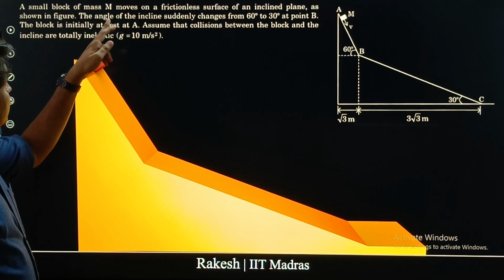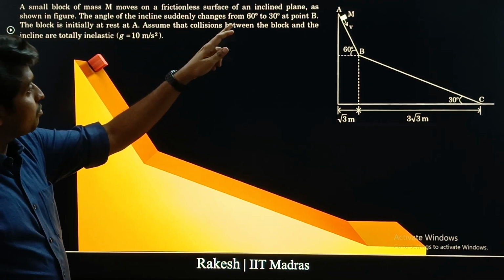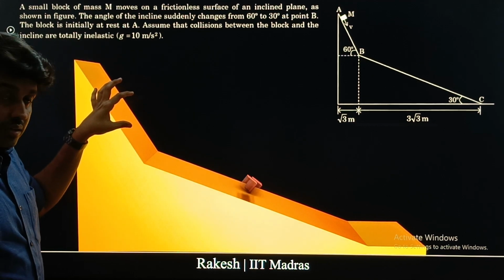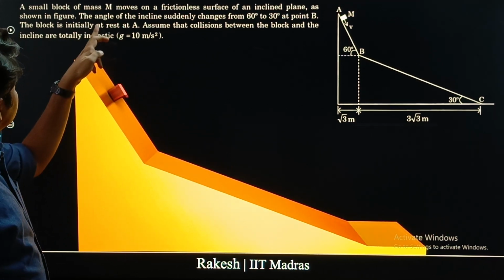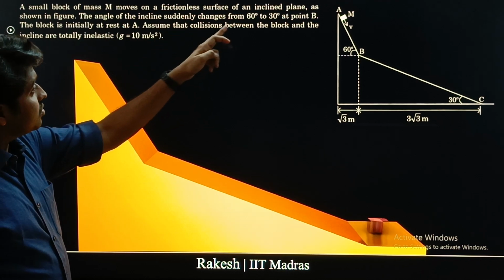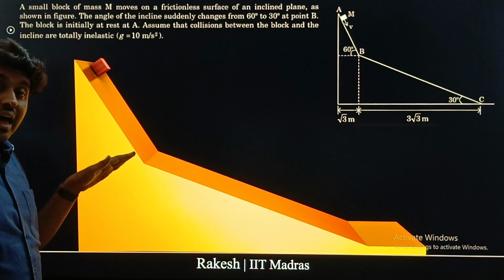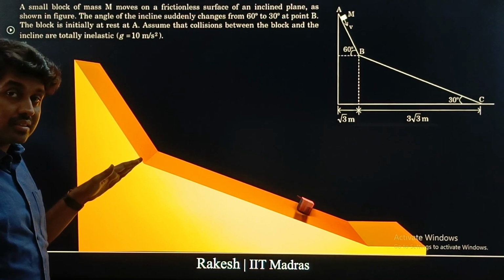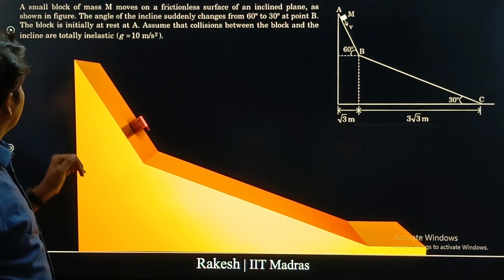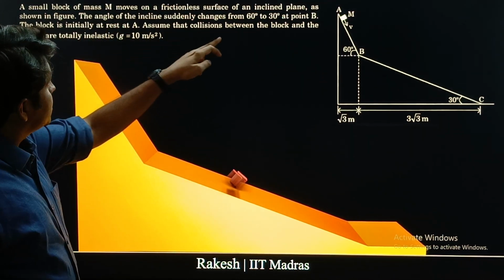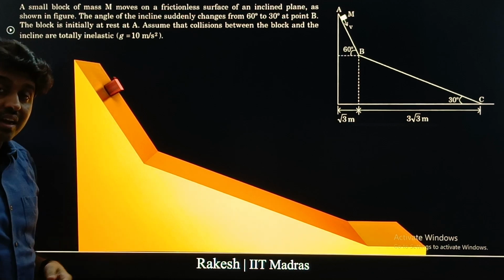A small block of mass moves on a frictionless surface of an inclined plane as shown in the figure. So the small block is moving on this inclined plane. The angle of the incline suddenly changes from 60 degrees to 30 degrees at point B. The block is initially at rest at A. Assume the collisions between the block and the incline are totally inelastic.